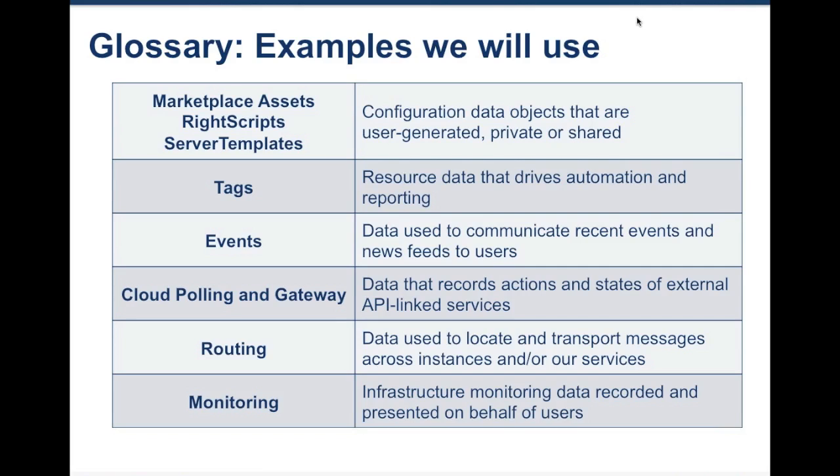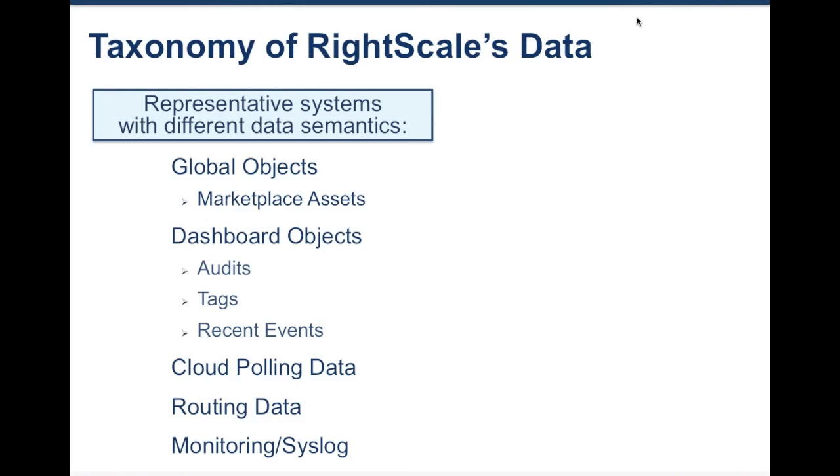Okay. Now, once I have introduced these concepts, let me give you the taxonomy of the RightScale data. All the data that we collect in RightScale can be classified into 5 different groups according to the properties they present. These 5 classes start with global objects, and you can imagine what that means: things that have to be visible to everyone. Then we have dashboard objects, but they are not global. These are things like, for example, the deployments, the audits, and so on.